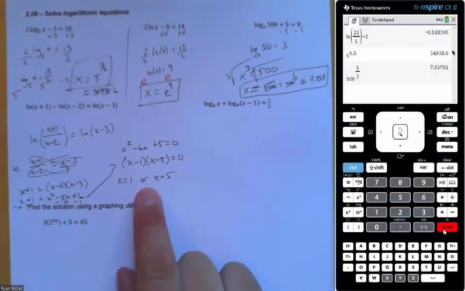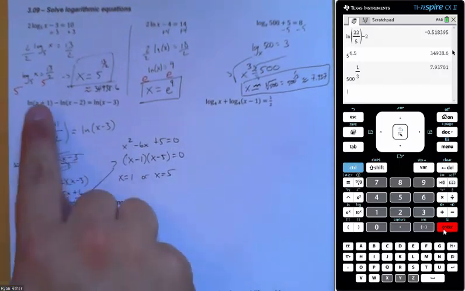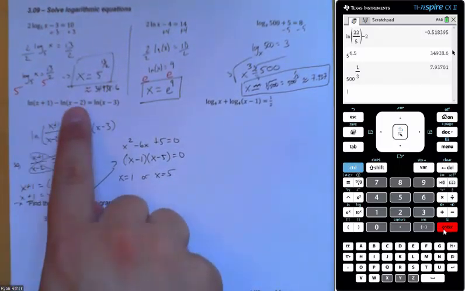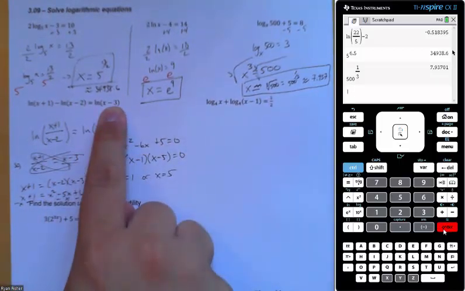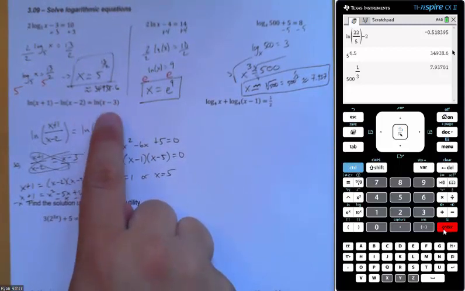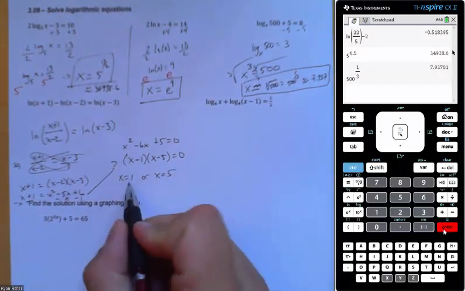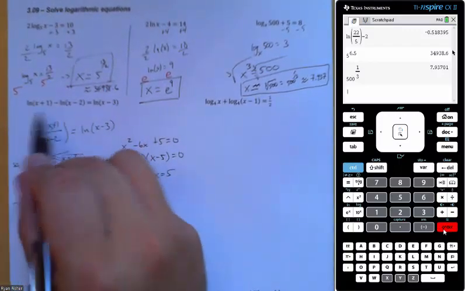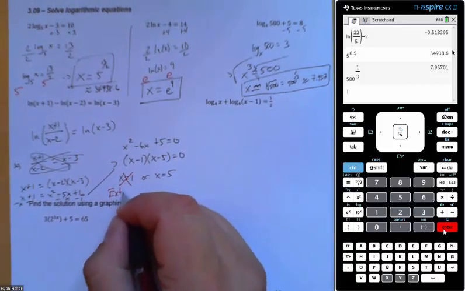Only one of these solutions is valid in this original equation. If I plug in 1, I get natural log of 2 minus natural log of negative 1 equals the natural log of negative 2. And as we've seen time and time again, negative numbers are not in the domain of the logarithm function. So plugging in 1 makes one of the original logarithms negative. This is extraneous.